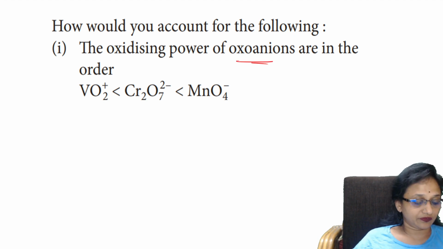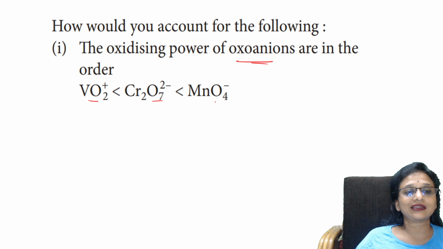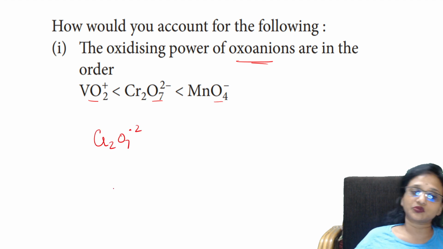Very important. Yes, very important. Oxidizing power of oxo anions. These are all oxo anions: metal and oxygen, metal and oxygen, metal and oxygen. Remember, be careful what to remember. In case of Cr2O7 2-.